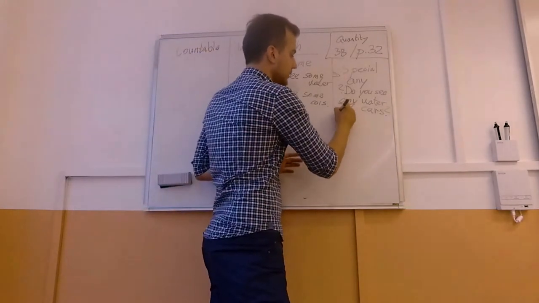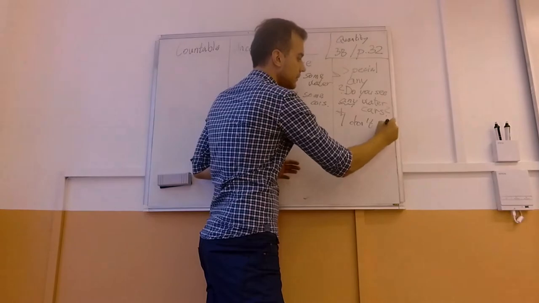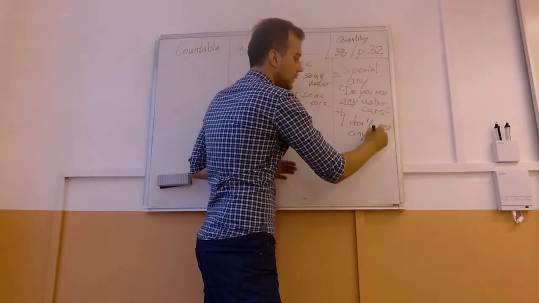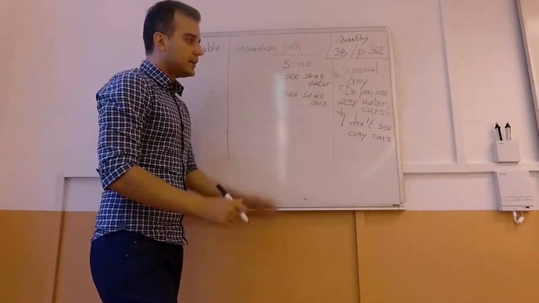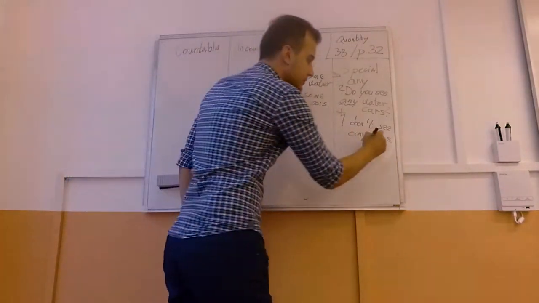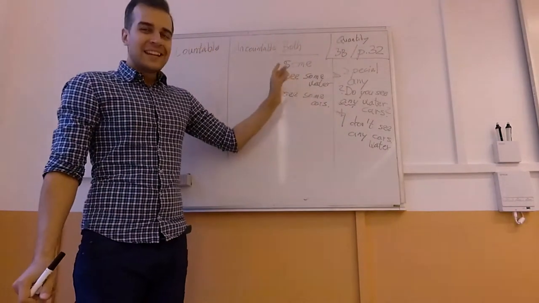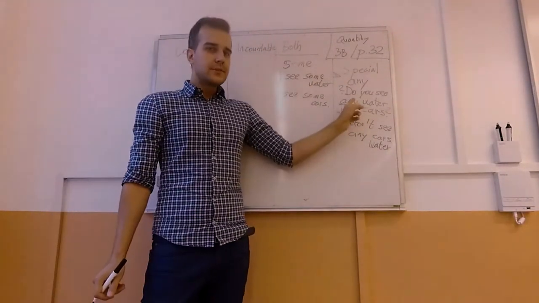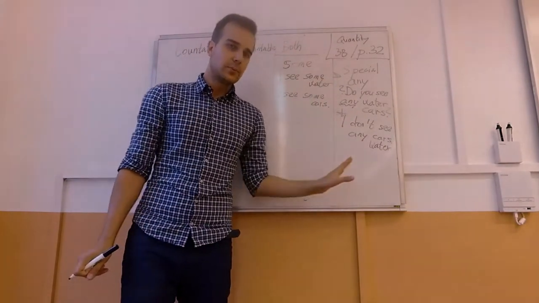So we see it right here. Any. So I don't see any cars. Nevidím žádná auta. Nevidím žádnou vodu. I don't see any water. Okay? So I cannot use some in questions. I cannot use some in negative. This is not possible, alright?